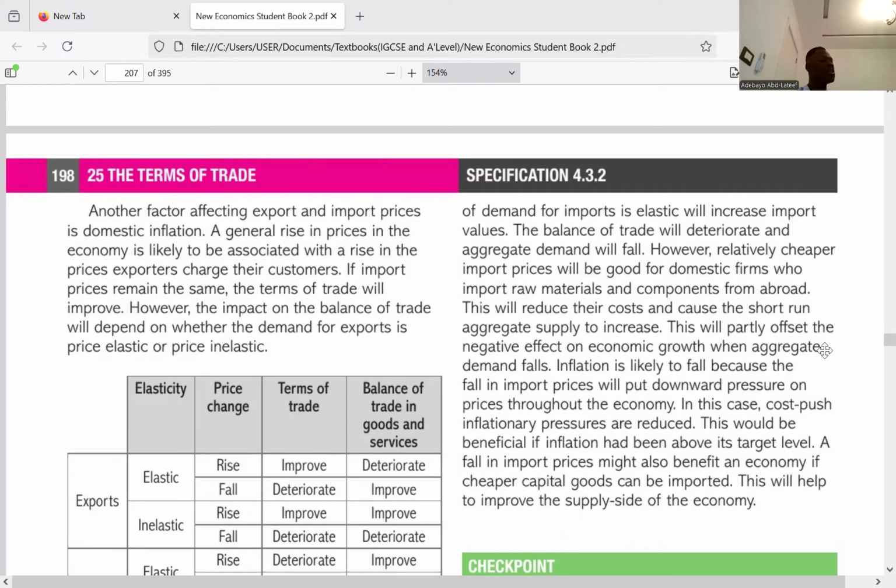The price of importation: if the demand for importation is elastic, consumers will stop buying because the price has increased. The terms of trade will deteriorate because people are not going to buy. But the balance of trade will improve because exports will exceed imports. That means imports reduce. So that's the point they are making there.